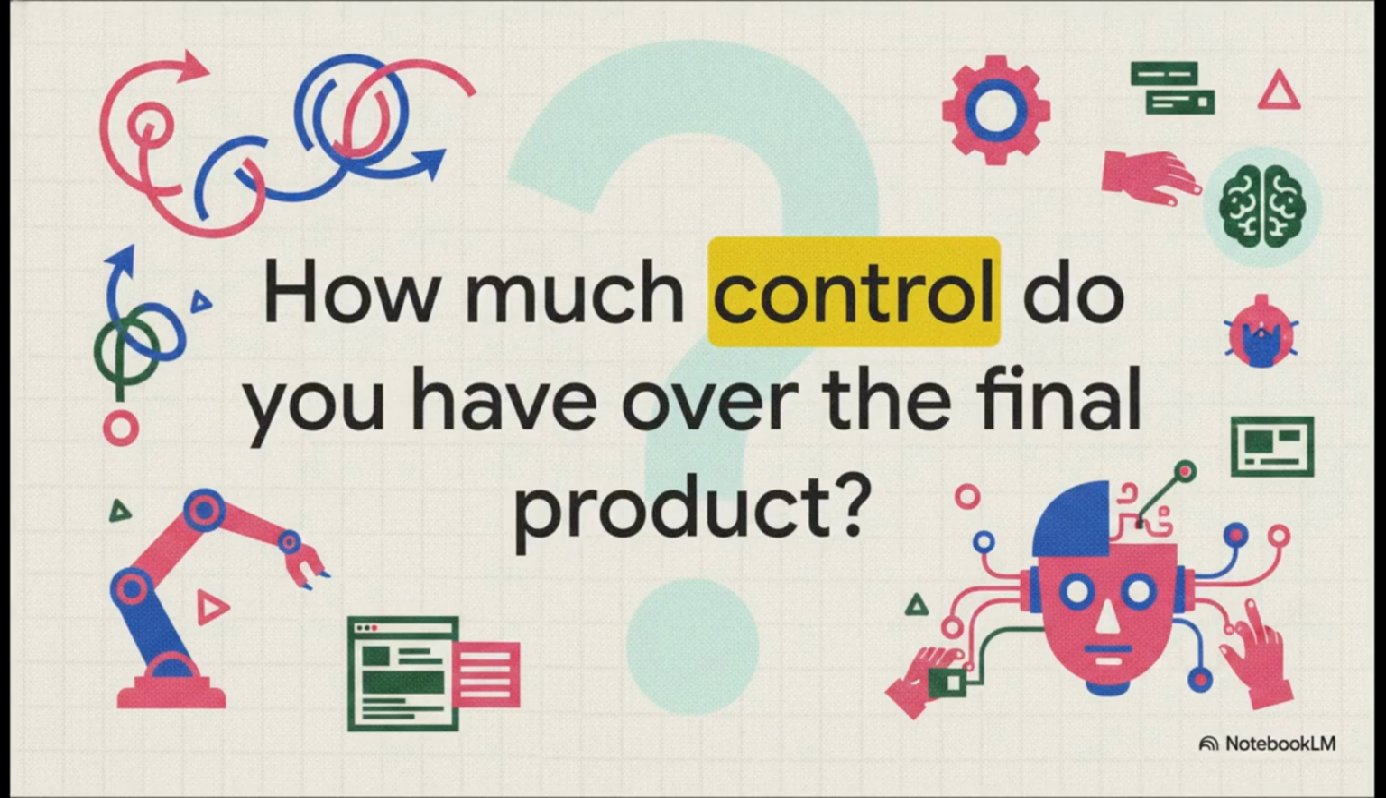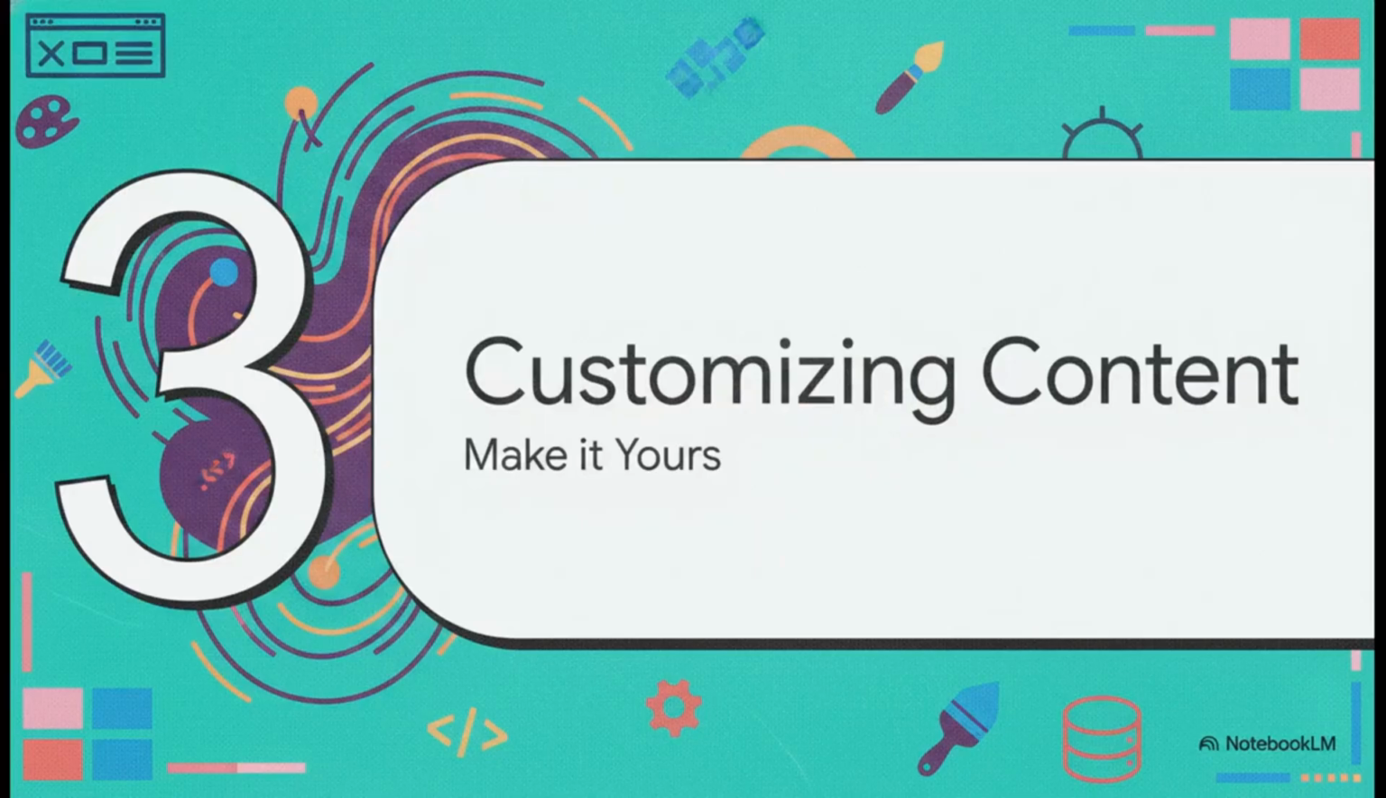Now, it's totally natural to wonder at this point, looking at how crazy fast this generates, does using AI mean you're sacrificing your own creative control? Like, are you just locked into whatever the robot spits out? Well, let's answer that perfectly reasonable question. And that brings us perfectly to section 3, customizing your content. Let's see how you really make this yours.